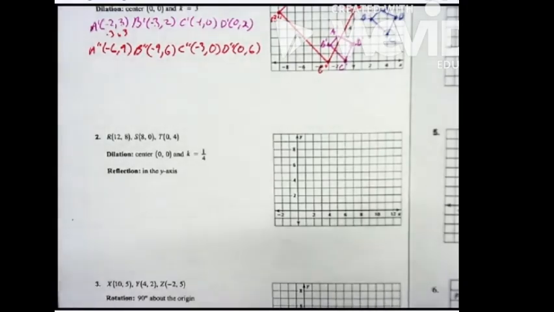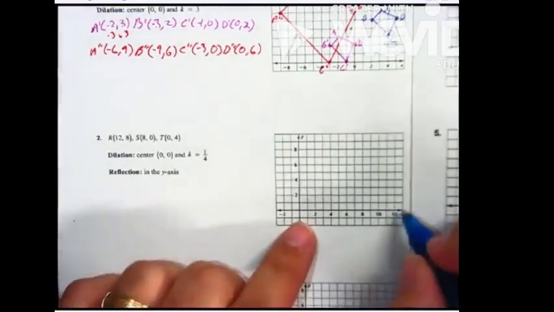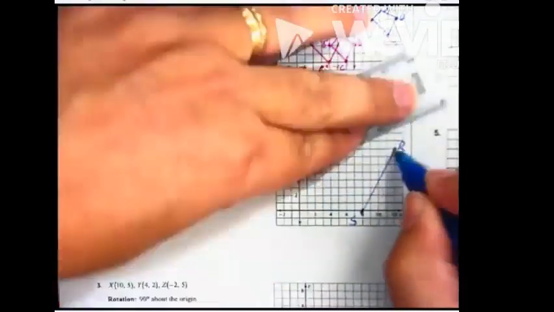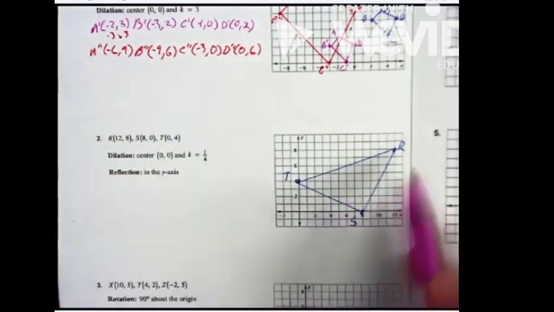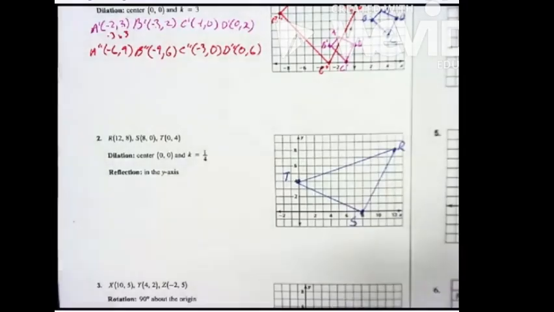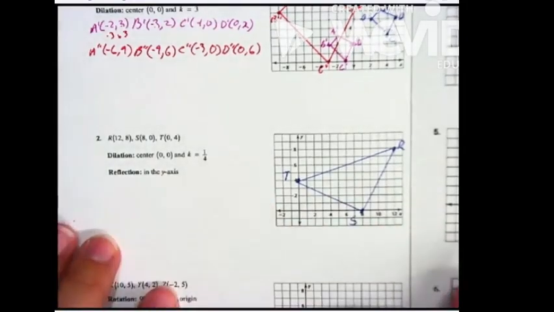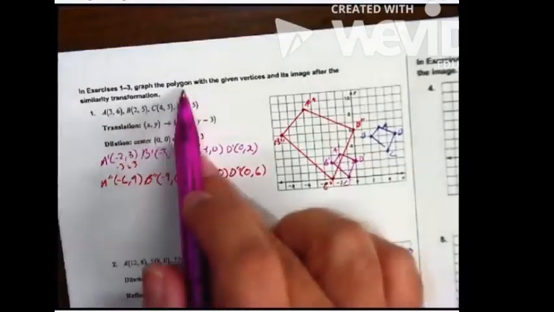First thing I'm going to do, I'm going to go ahead and graph my original. Okay, so I'm going to do this algebraically instead of doing it on the graphs, right? That way I'll only end up with my final answer on here. The original and final answer, that's what it wants in the instructions. Graph the polygon and its image after the transformation. So we just want the original and the final answer.